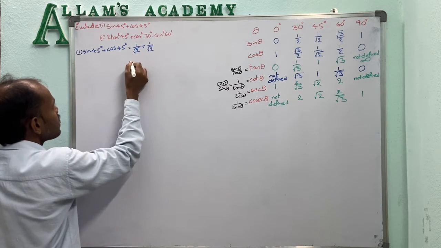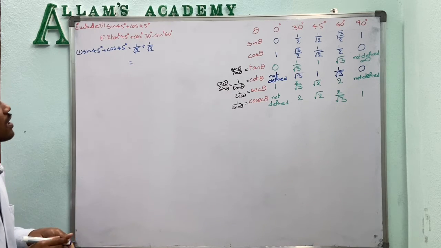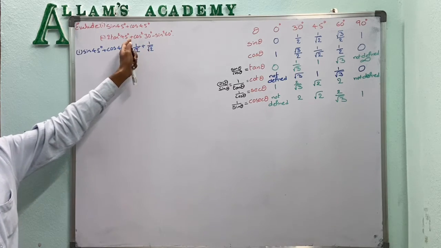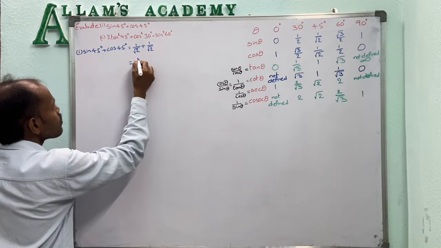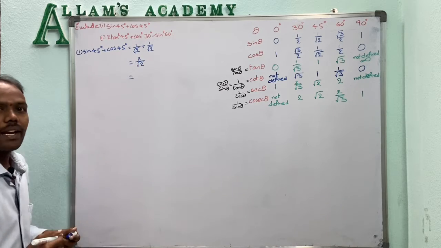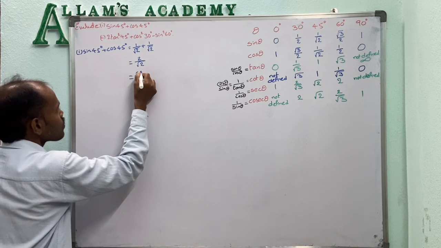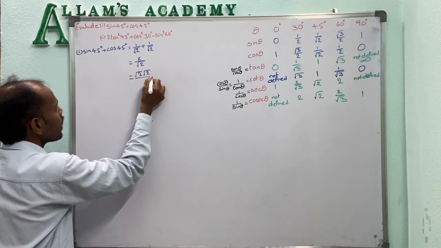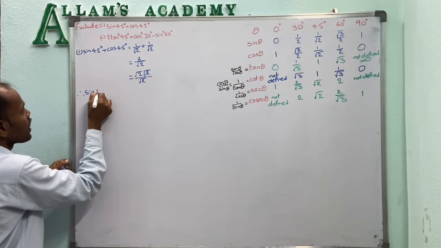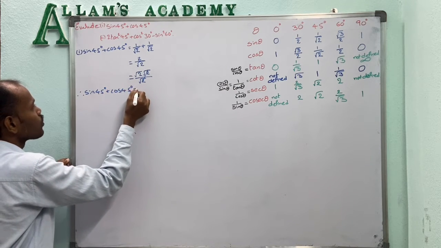So here the LCM is root 2, and these two are like fractions with the same denominator. Then we can directly add the numerators, that is 1 plus 1, which equals 2. So 2 by root 2. Now by rationalizing, 2 can be written as root 2 into root 2. So root 2 into root 2 by root 2. So root 2 gets cancelled. Therefore sin 45 degrees plus cos 45 degrees equals root 2.